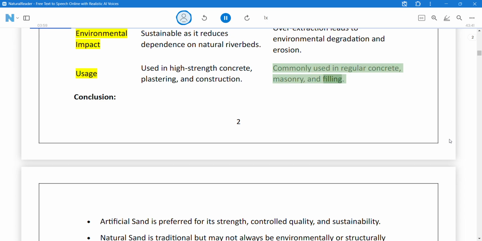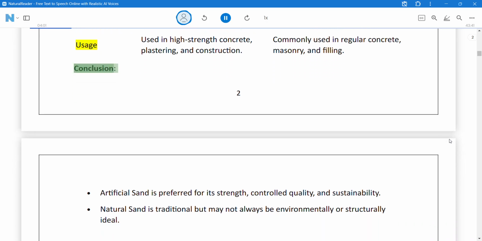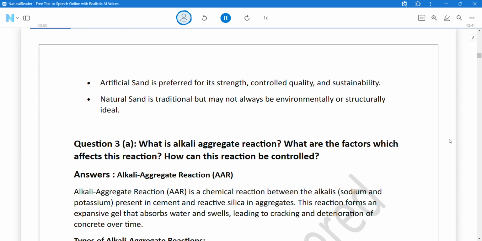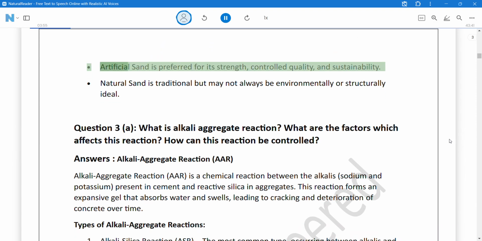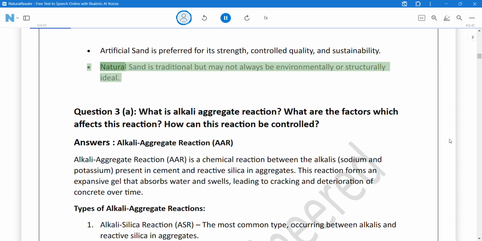Conclusion: Artificial sand is preferred for its strength, controlled quality, and sustainability. Natural sand is traditional but may not always be environmentally or structurally ideal.